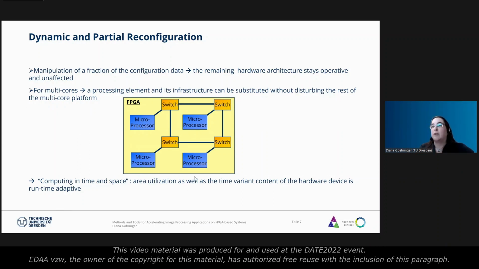And here's a very simple example. If this would be our FPGA, assuming we have a multi-core architecture on it with different processors connected over network on chip, partial reconfiguration means basically we can exchange this part here while the communication and the other parts are still operated and not affected. Another advantage of this is, of course, we can use a smaller platform if not all of the parts have to be active all the time, and then reuse it in a timely fashion. This is also termed computing in time and space, basically. A smaller platform always also means we save costs.